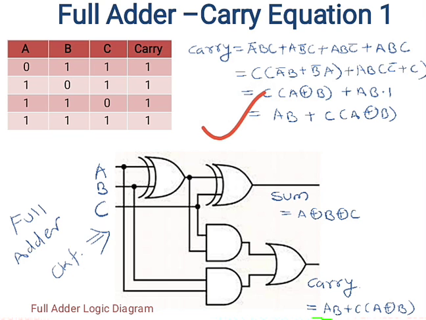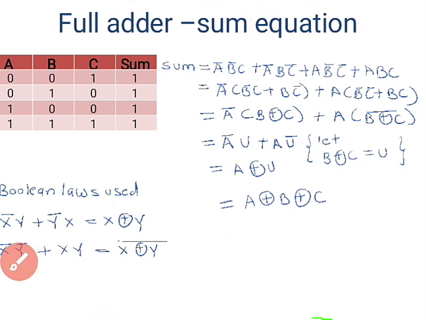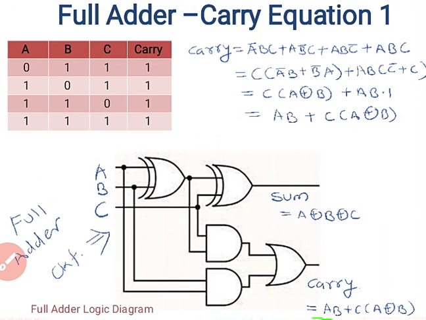Now we have to draw this expression. For the sum, we have A XOR B XOR C, so the sum is equal to this one. We have used two XOR gates. We have given A and B to one XOR, and you will get at the output A XOR B, and C is given to the second XOR. So at the output you will get A XOR B XOR C.